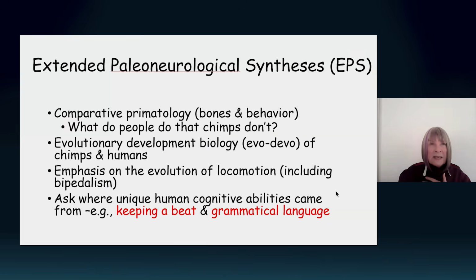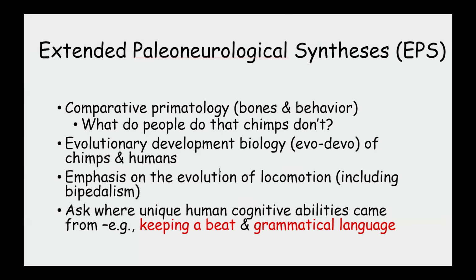And what I think we need to ask is, what is it that we people do today that other primates do not do? And there are two things that come to mind. One is that we can keep a beat, let's say to music, to any rhythm that we hear. We can keep a beat, we can dance, we can tap to it in a way that great apes and monkeys can't. They have a little bit of ability, but nothing like humans. And we have grammatical language, where we can express an endless number of ideas.